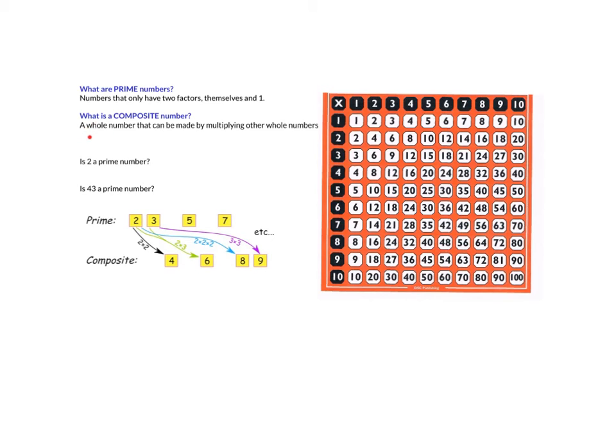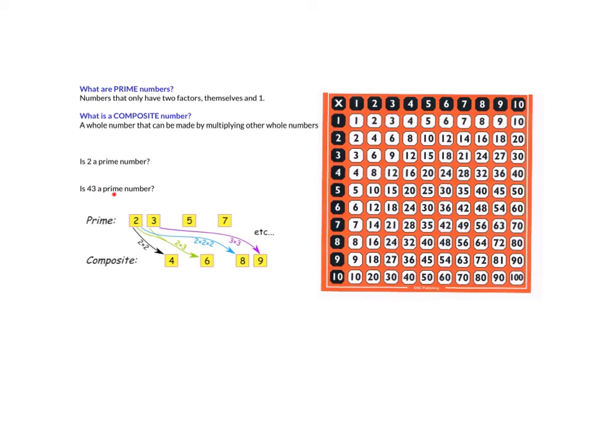What is a composite number? A composite number is a whole number that can be made by multiplying other whole numbers. For example, if you look down here, the composite number 4 is made up of the two factors, 2 times 2. The composite number 6 is made up by 2 times 3, and so on. So, clearly we know that 2 is a prime number.